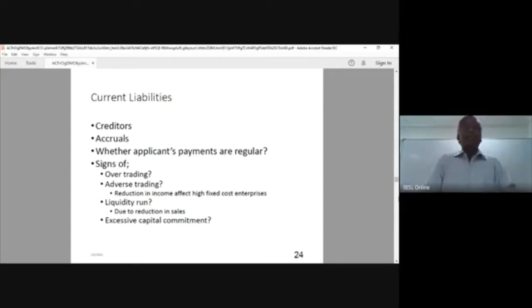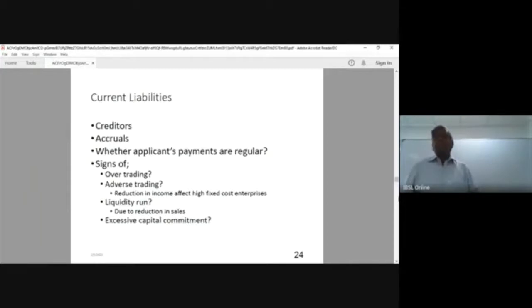Creditors, who are the creditors? This company may purchase items on credit, raw materials or trading goods. So they are their creditors. You have to look at whether this company is paying them regularly. These are current liabilities.